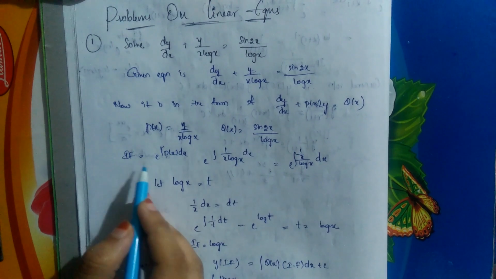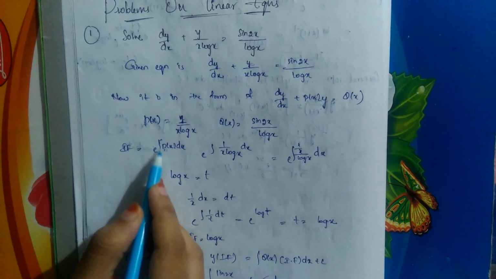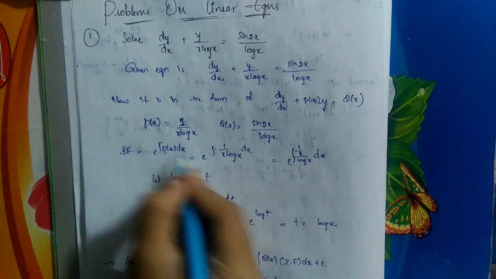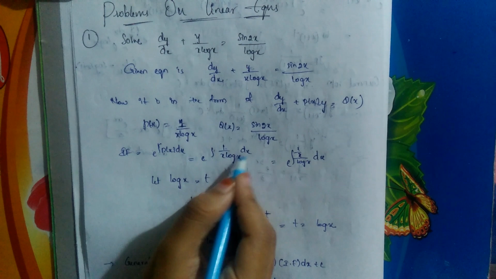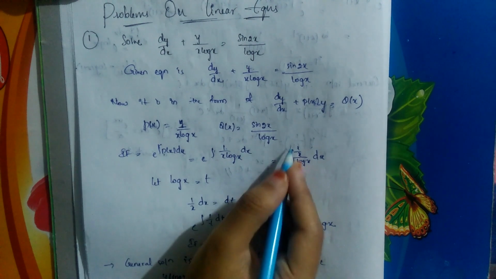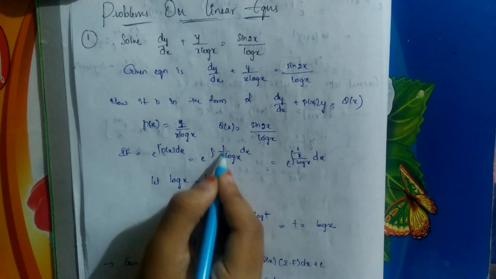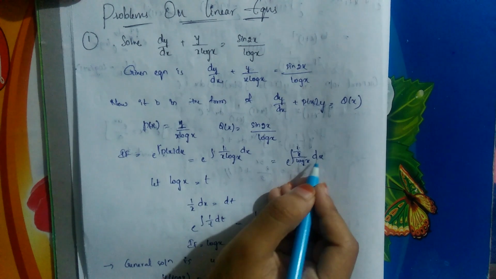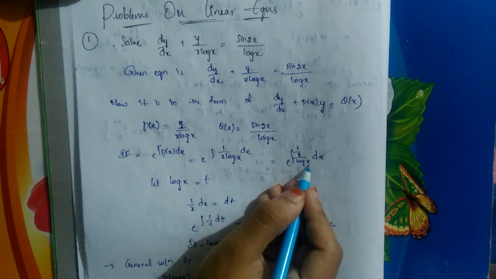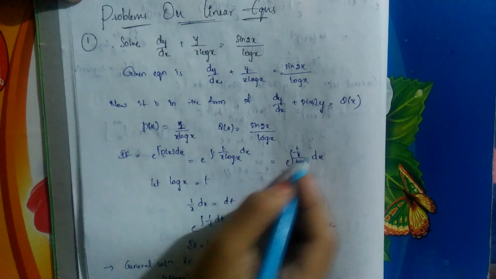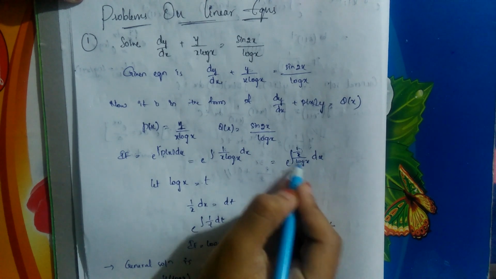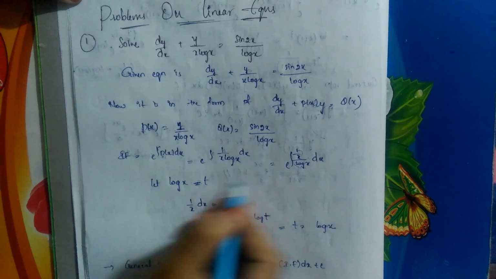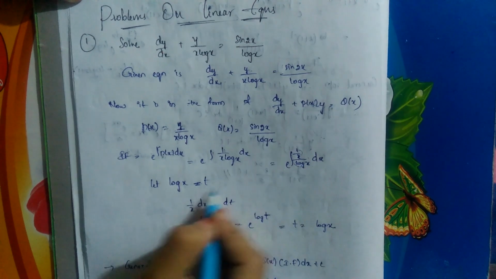Now the integrating factor will be e power integration of p of x dx, that equals e power integration of 1 by x log x dx. This can be written as integration of (1 by x) divided by log x dx. We cannot directly get the integration of this, so we can take one part as a variable. So here I am taking log x as t.